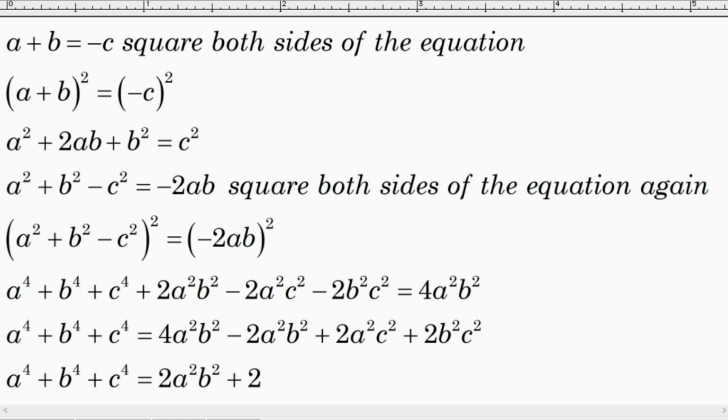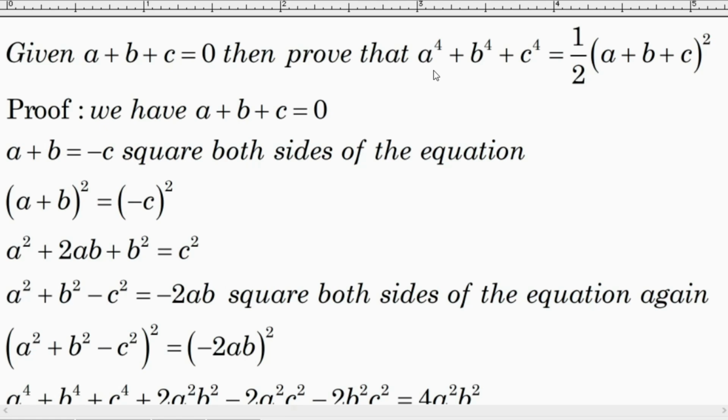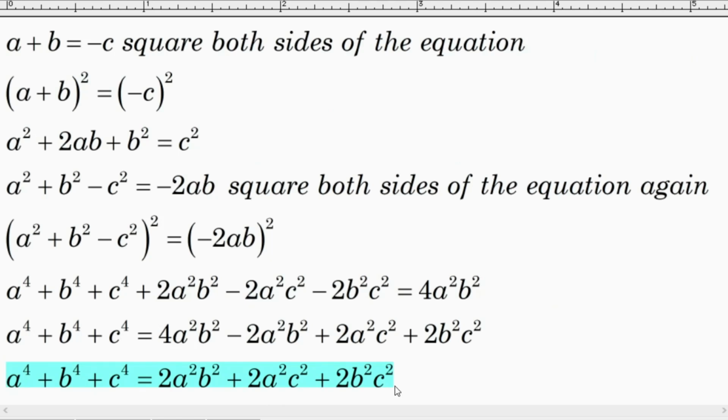And then plus 2a square c square, and then plus 2b square c square. Okay, so as we can see, we haven't reached the final proof yet, because the question wanted us to prove that a to the power 4 plus b to the power 4 plus c to the power 4 equals 1.5 times (a plus b plus c) all raised to square. So now we have only reached this step.